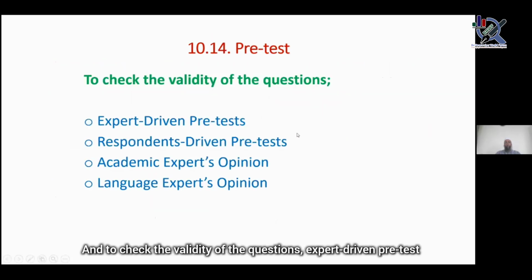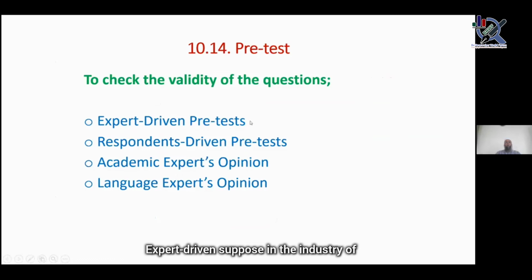And to check the validity of the questions, there is the expert-driven pretest. Suppose you are working in the leather industry. Then you can go to an expert or any manager of a leather industry organization. You can show your questionnaire to validate whether the questions you have selected are measuring this particular variable or not, or whether any changes are required or any new questions need to be put. That is called the expert-driven pretest.